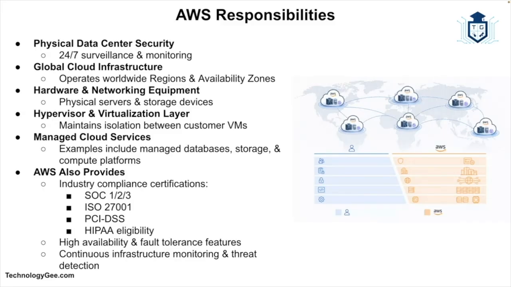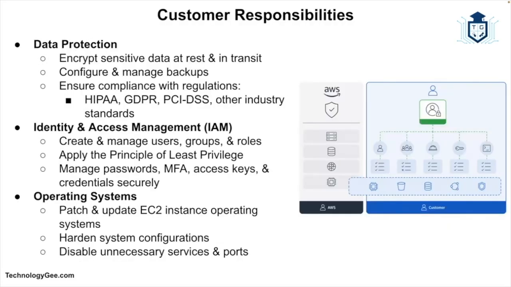All right, so let's zoom in on AWS's side of the equation. Just understand that AWS is responsible for the physical data center security, the global infrastructure like your regions and AZs, the hardware and networking equipment, the hypervisor and virtualization layer, and the managed service infrastructure. However, they also ensure compliance certifications like SOC, ISO, and other ones. They also deal with high availability and fault tolerance and infrastructure monitoring. Now, this is often referred to as security of the cloud. And honestly, this is where AWS shines because they invest billions into infrastructure security, which is far more than most organizations ever could.